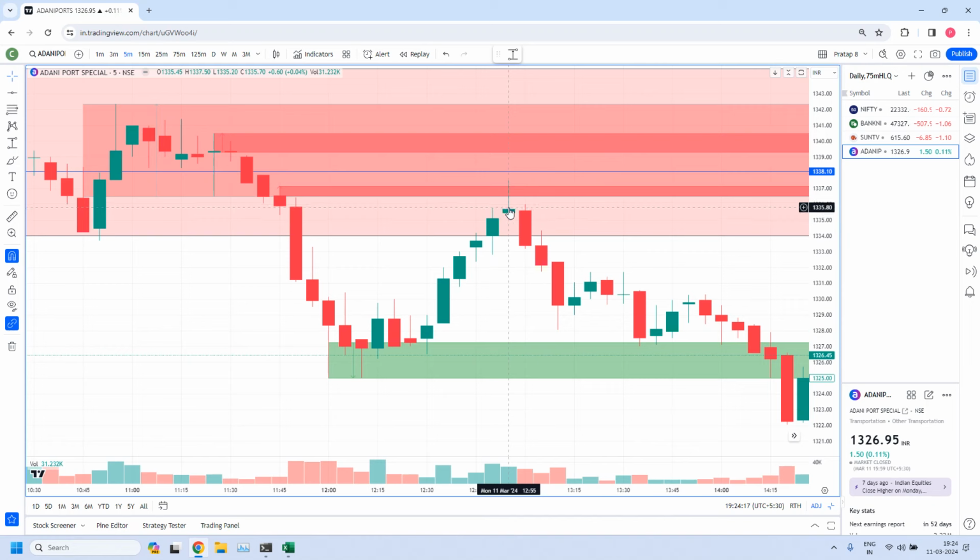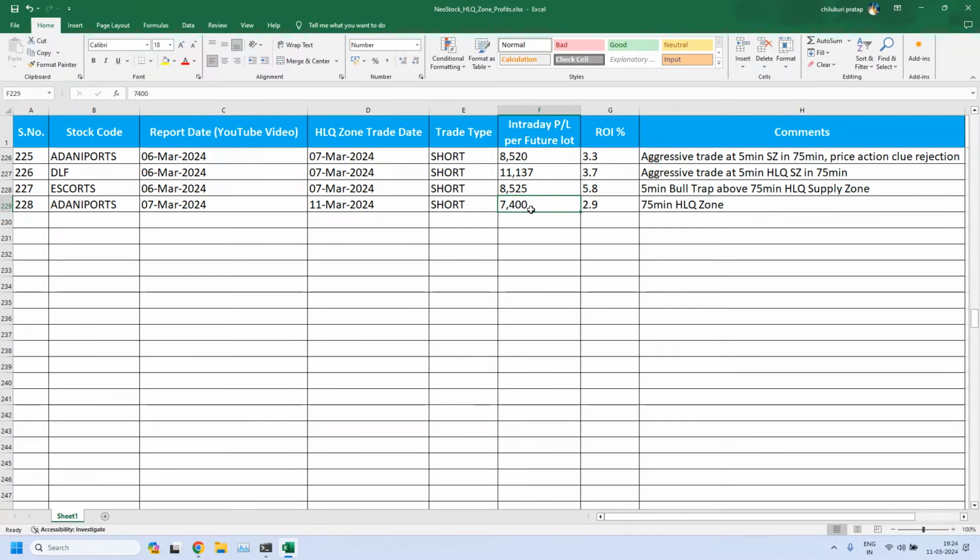So when you got the entry at 12:55, close to 1 o'clock, and by 1:35, almost 35 to 40 minutes, you finished your trade. And what is the profit we got? We got 7,400 rupees profit in just 35 to 40 minutes. But it is a 2.9% ROI. You got 2.9% ROI.